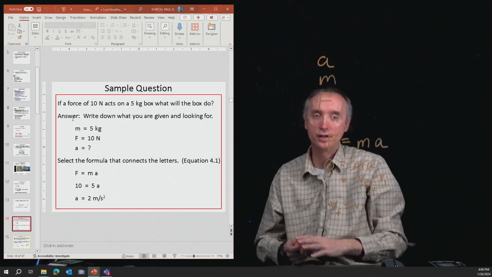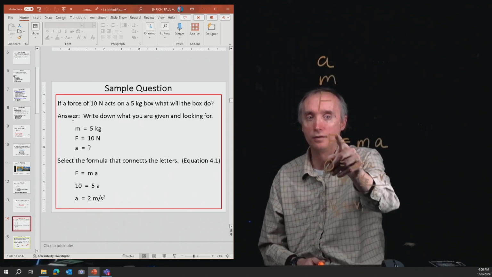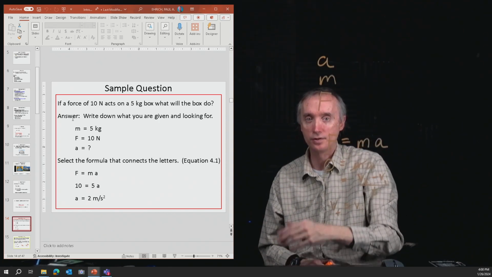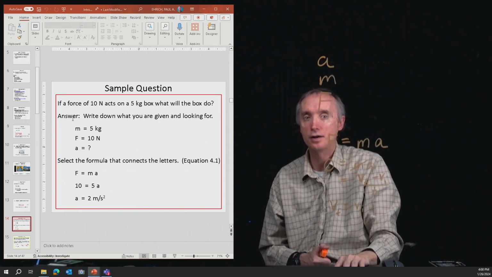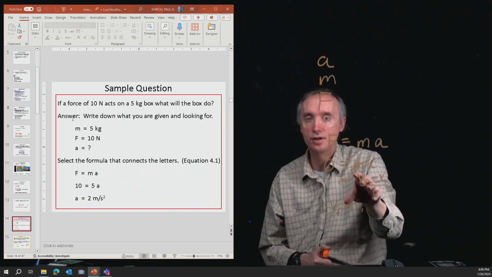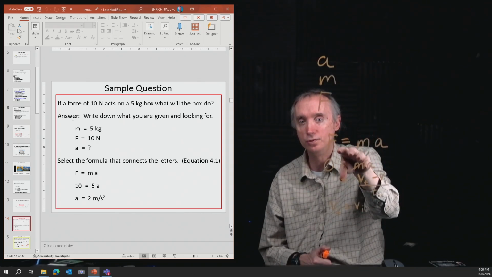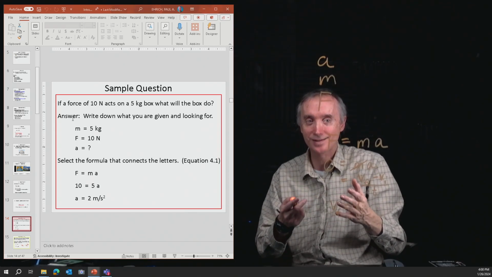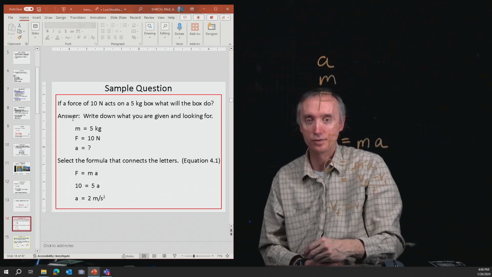So definitely going to be a test question where I'm going to give you 2 of the 3 letters, and then you have to plug it into the formula. So in this particular one, if a force of 10 newtons acts on a 5 kilogram box, what will the box do? So you're going to plug those numbers into force equals ma. You end up with an acceleration of 2 meters per second squared. So the box is going to accelerate. Its speed is going to begin to change as a result of that force.